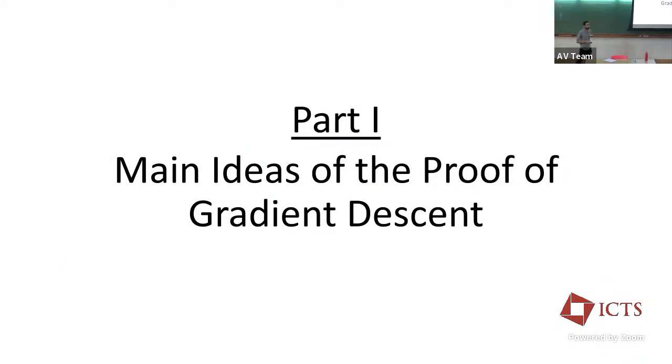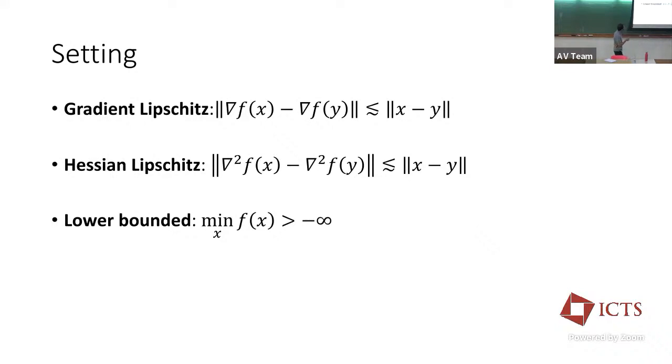Let's now go over the main ideas of the proof for gradient descent. These are the assumptions that we'll be making about the function. The function is gradient Lipschitz, meaning that the norm of the difference between the gradients at x and y is less than or equal to a constant times the norm of the difference between x and y.